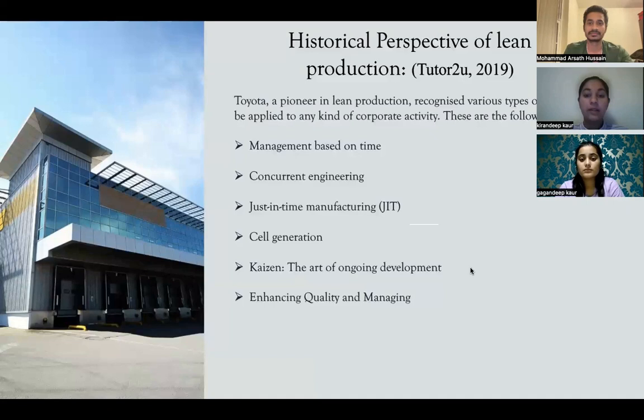The other slide is the historical perspective of lean production. Here Toyota, a pioneer in lean production, recognized various types of waste that may be applied to any kind of cooperative activity. These are the following: time-based management, concurrent engineering, just-in-time manufacturing (JIT), cell generation, kaizen, the art of ongoing development, enhancing quality and managing.